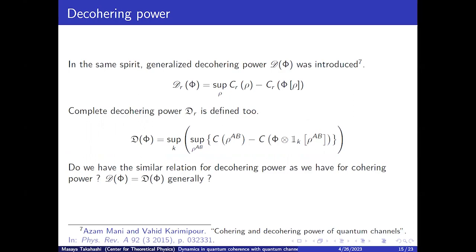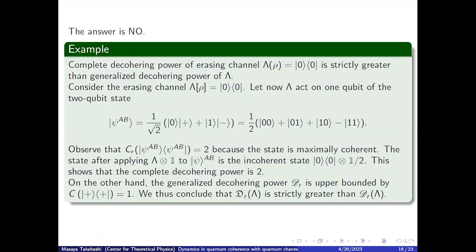We want to consider decoherent power as well. In the same way, the generalized decoherent power was introduced like this, switching these two terms, and the complete decoherent power was defined too in the same way. One question is, do we have a similar relation for decoherent power as we have for coherent power? More directly, are these two quantities equal or not in general? The answer is no. They are not equal, different from the coherent power.